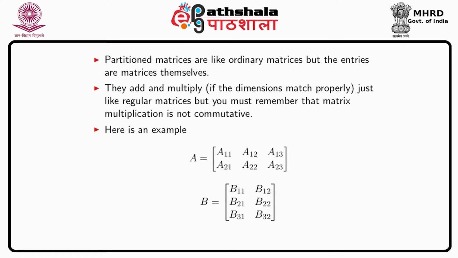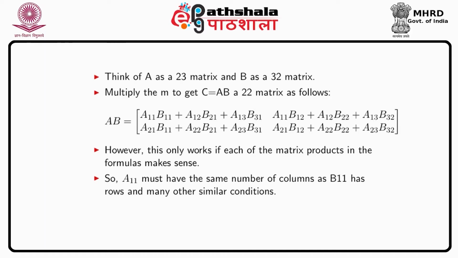So here is an example where we show two matrices A and B partitioned into 6 components. Think of A as a 2 by 3 matrix and B as a 3 by 2 matrix. Now we multiply them to get C, which is the multiplication of A and B, and the final product will be a 2 by 2 matrix given as follows. But this only works if each of the matrix products in the formula makes sense. So A11, the first component of matrix A, must have the same number of columns as B11 has rows, and many other such similar restrictions will apply when talking of multiplication of matrices.